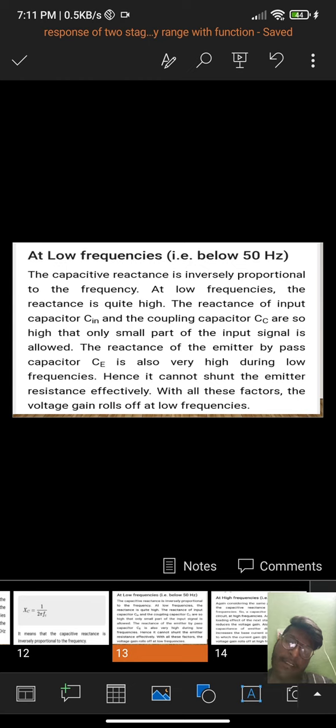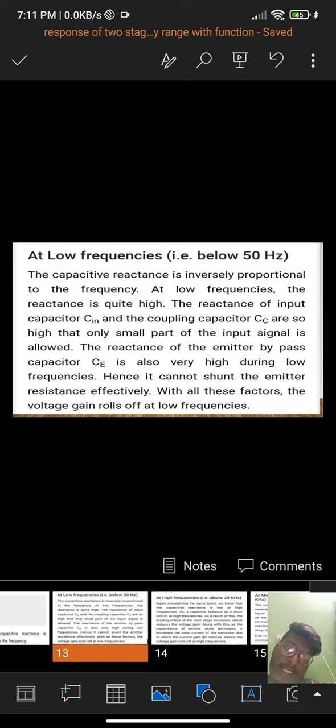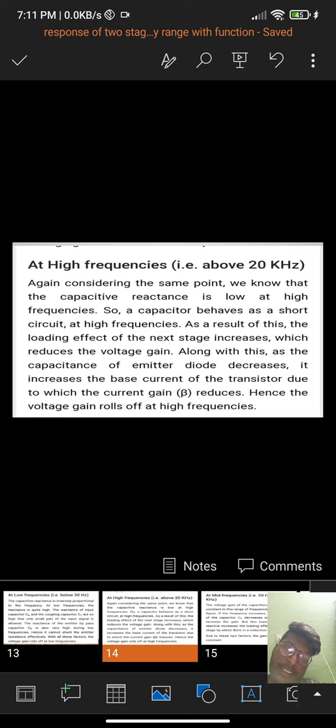The reactances of the input capacitor and the coupling capacitor are so high that only a small part of the input signal is allowed. The reactance of the emitter bypass capacitor is also very high at low frequency, hence it cannot shunt the emitter resistance effectively. With all these factors, the voltage gain rolls off at low frequencies.